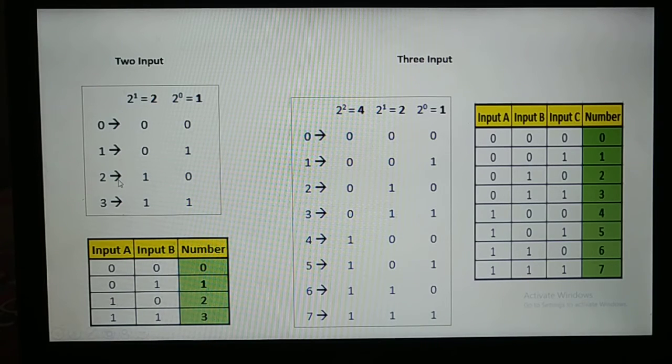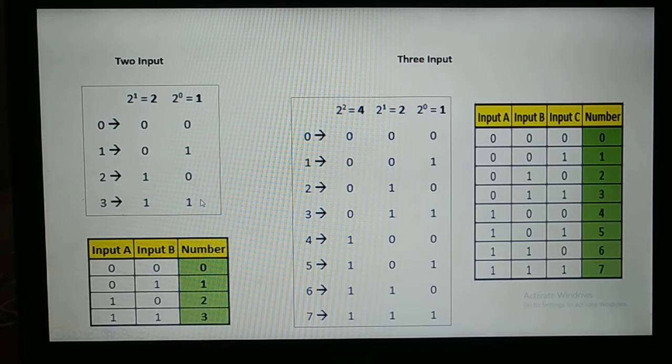The third one is represented as 1 0. 1 0 in the sense it is 0, so this value will not be considered. That 1 will not come into the picture. So this will be 0 only. And 2 raised to 1 is 2. So 2 will come here. So 2 plus 0 is equal to 2.